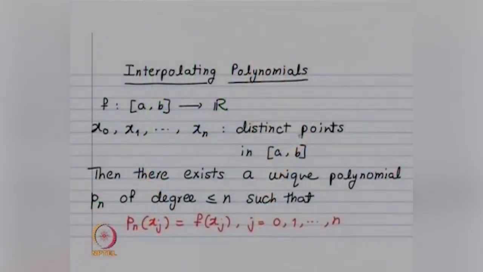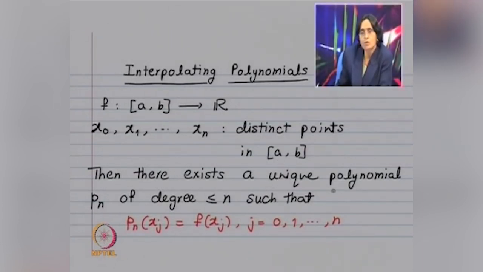If I look at two points x 0 and x 1, look at the value of f x 0 and f x 1, then I am going to join them by a straight line, I will get a linear polynomial. And in general, if I have n plus 1 distinct points in interval a b, then what we are going to show is that there exists a unique polynomial of degree less than or equal to n, such that p n x j is equal to f of x j for j is equal to 0, 1 up to n. Now, once again you have to worry about existence, but here one can write down explicitly the polynomial.